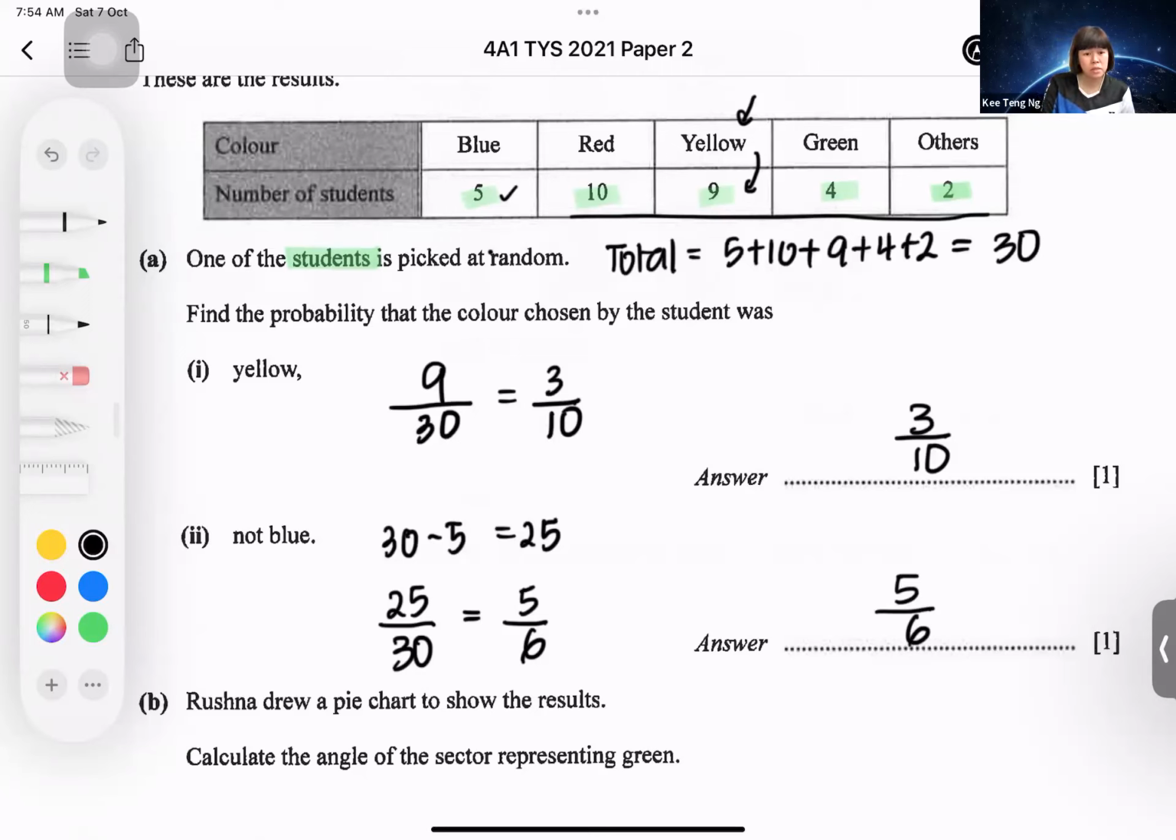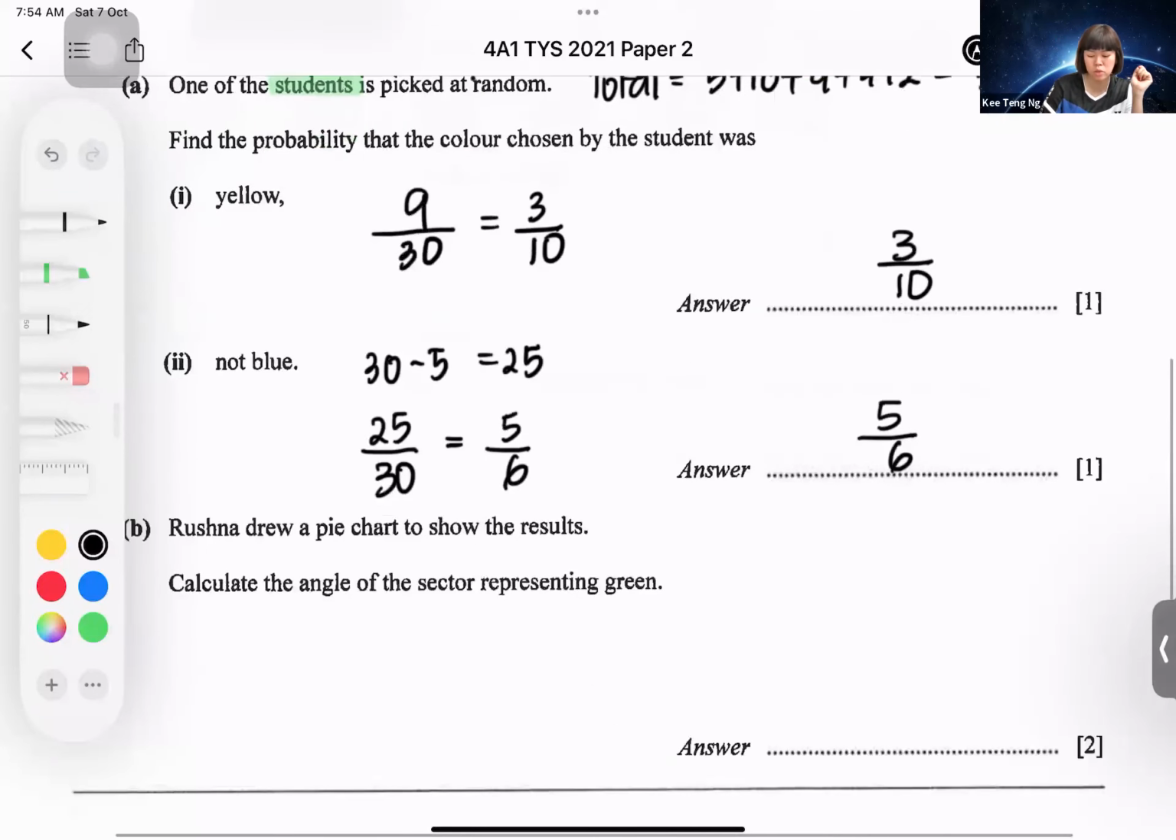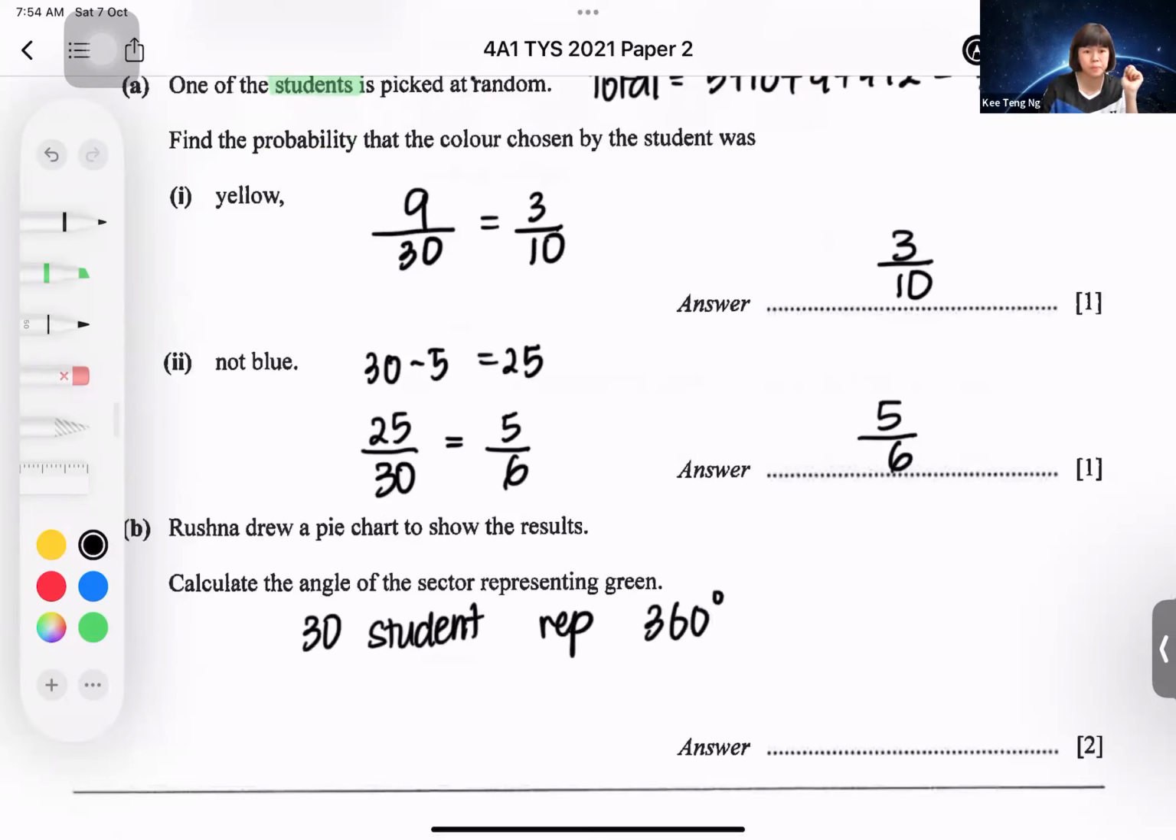Next part, this person drew a pie chart to show the result. A total pie chart has 360 degrees, right? So you must know what the total is. Our total for the students is 30. So I need to know, 30 students represent 360 degrees. Calculate the angle of the sector representing green color.